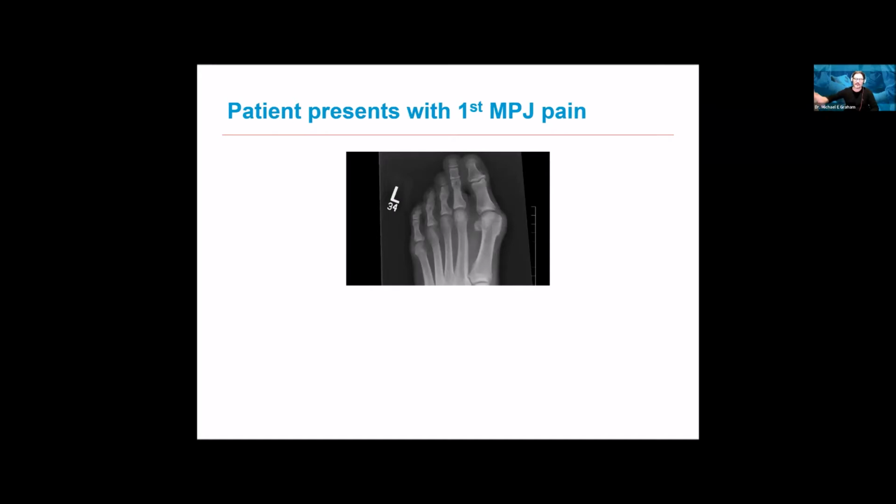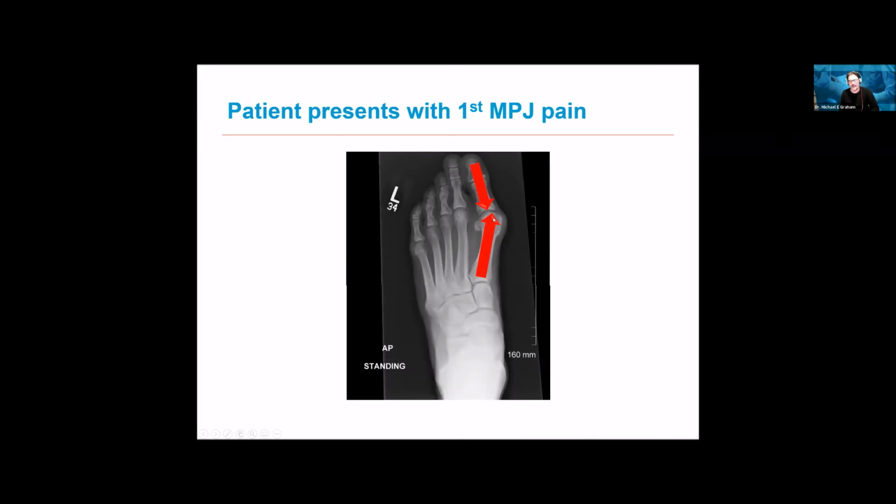Okay, so that gets some of that theoretical stuff out of the way. But let's get into real case scenarios here. So let's say that this patient presents to your clinic with first MPJ pain. So you take the x-ray, and of course we have a hallux abductus, hallux valgus deformity. We have an increased first intermetatarsal angle. So are we just going to stop there? Because this is where the patient is having their symptoms, and we're going to only address this deformity and the symptoms associated at this area. Well, we shouldn't just have tunnel vision.